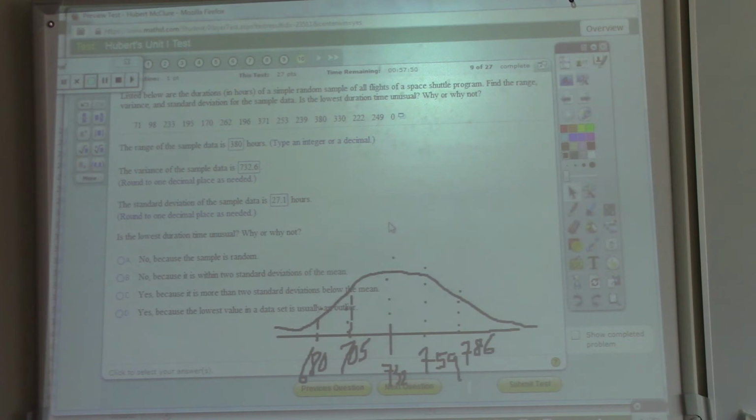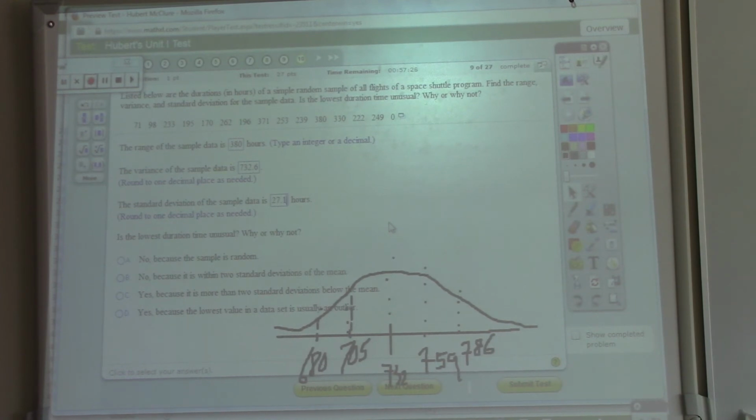Okay, so is the lowest duration time unusual? Well, our lowest duration time is 71, right? So is it unusual? Yes. No, actually it's 0. Still unusual, yes.